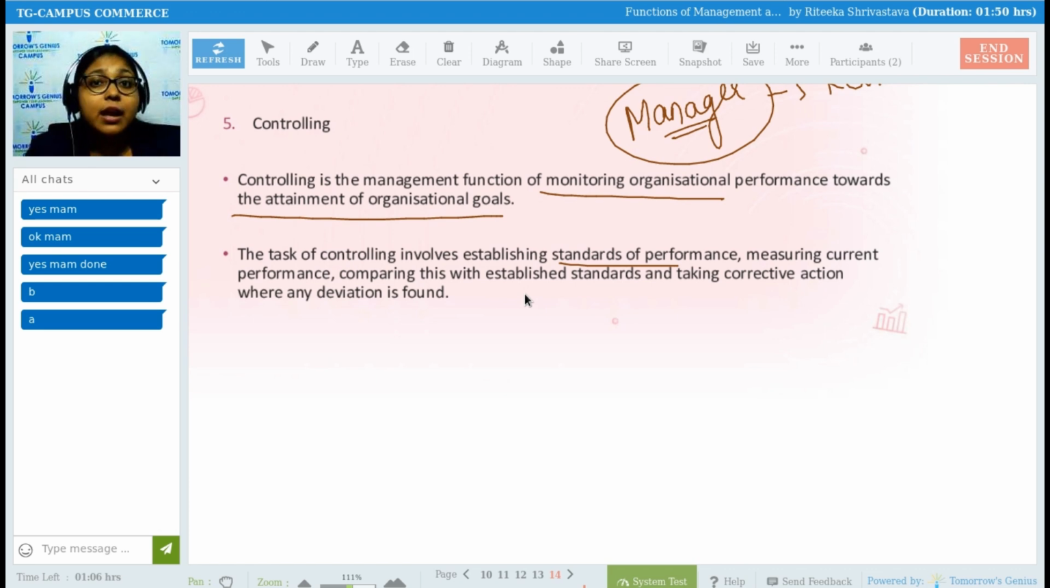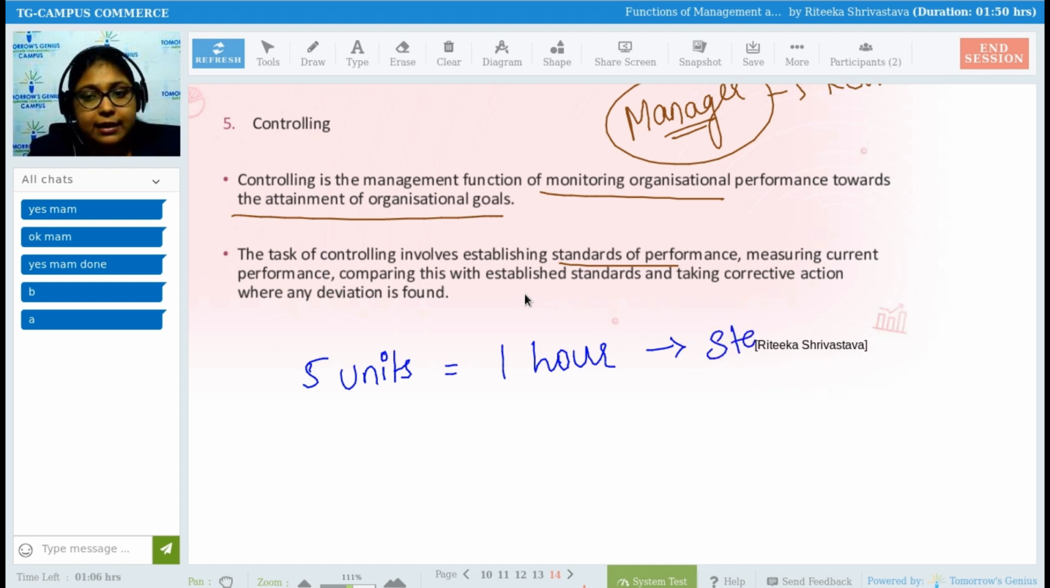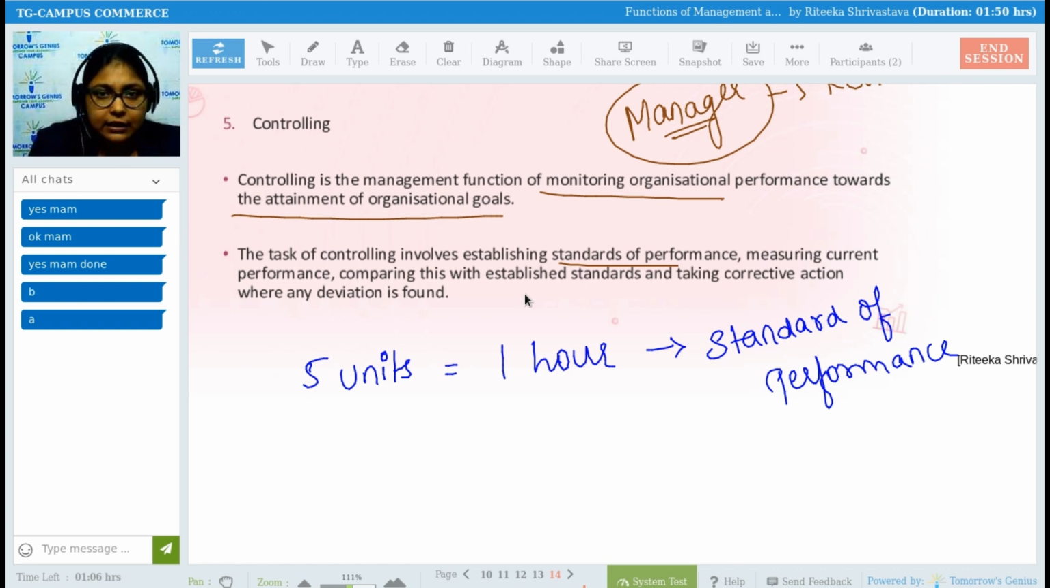Since manager is a very experienced person, he has an idea of how much time every work needs. For example, suppose a manager will say that to produce 5 units you should take only 1 hour. What he has set is called the standard of performance. So when such rules are set, they are called standard of performance.